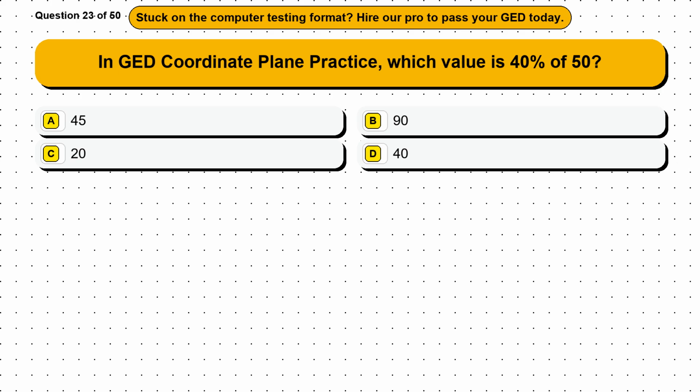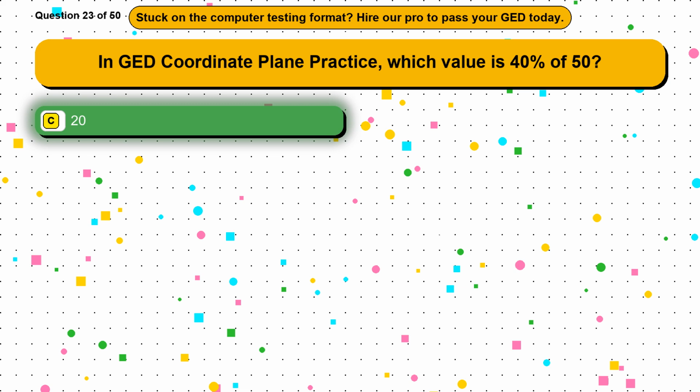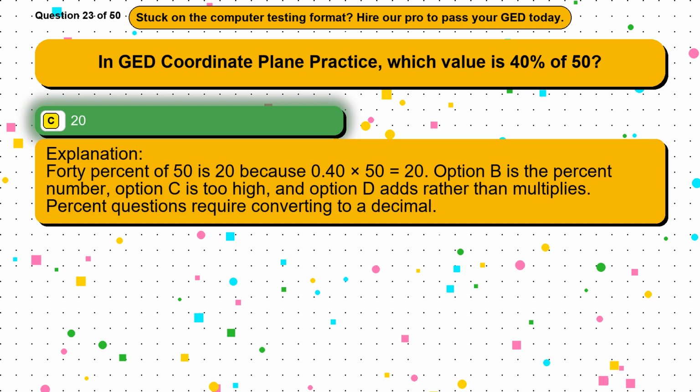Question 23. In GED Coordinate Plane Practice, which value is 40% of 50? Option A 45. Option B 90. Option C 20. Option D 40. The correct answer is option C. 20. 40% of 50 is 20 because 0.40 times 50 equals 20.